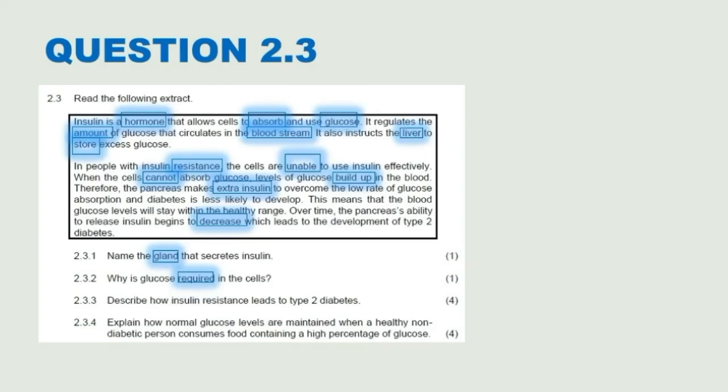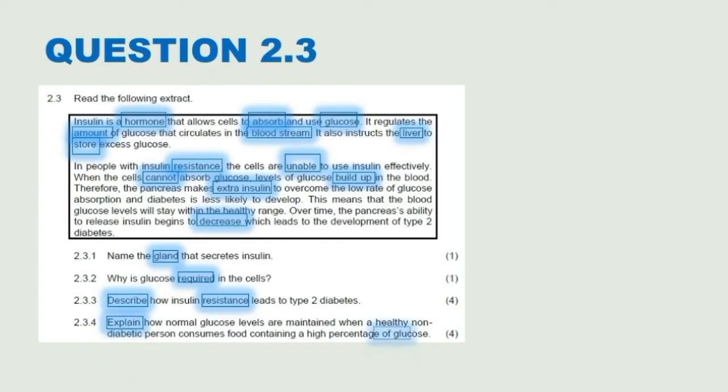2.3.2, why is glucose required in the cell? So what is the purpose? Why is glucose important? Then question 2.3.3, describe how insulin resistance leads to type 2 diabetes, and it's explained in the extract. Then question 2.3.4, this you have to read very carefully.